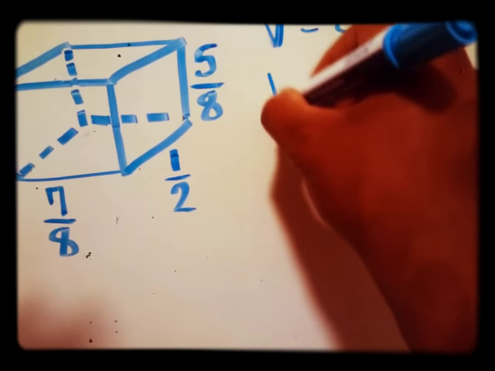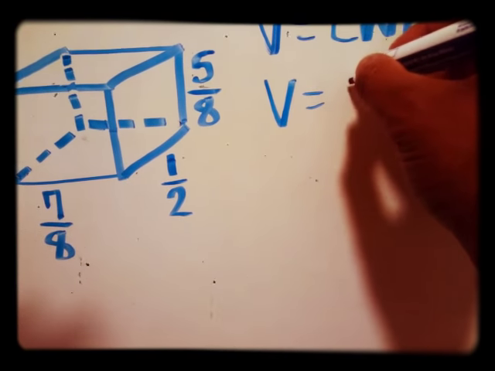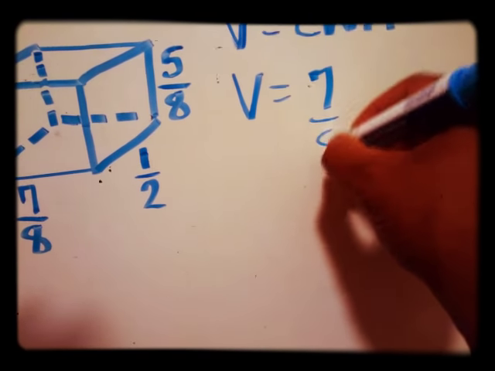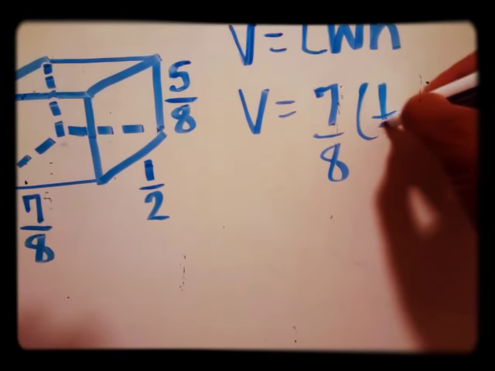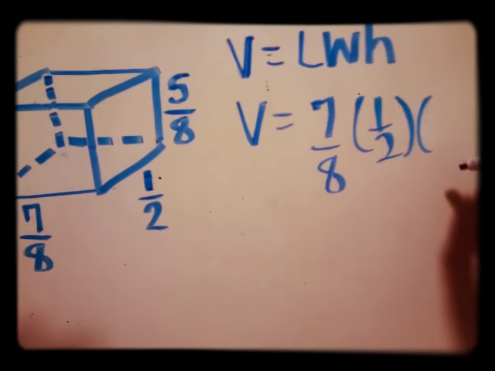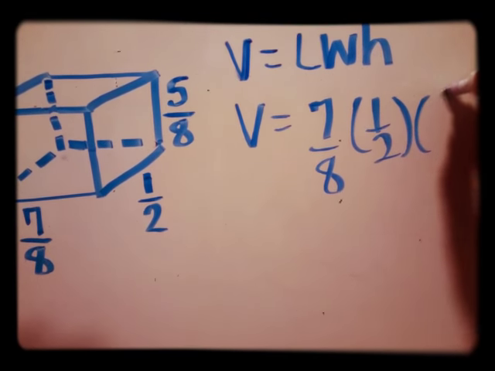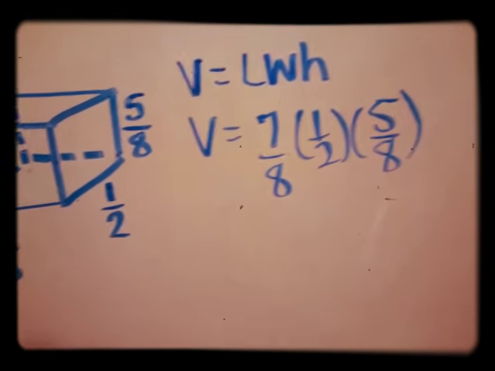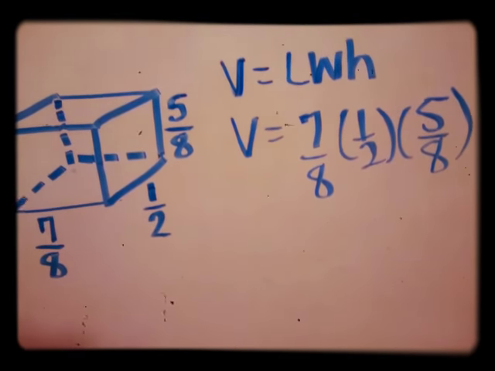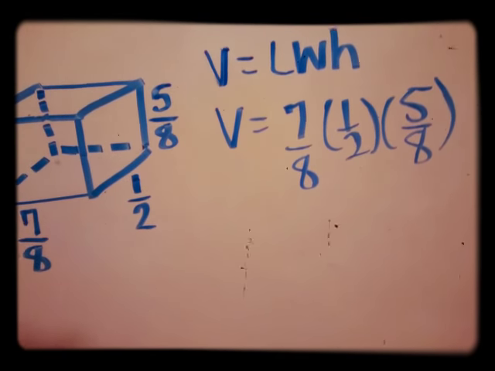So write this out again. V equals, what's the length? 7/8 times the height, which is 1/2, times the width, which is 5/8. And now we can go ahead and proceed. Now we just need to simplify this by multiplying this out.